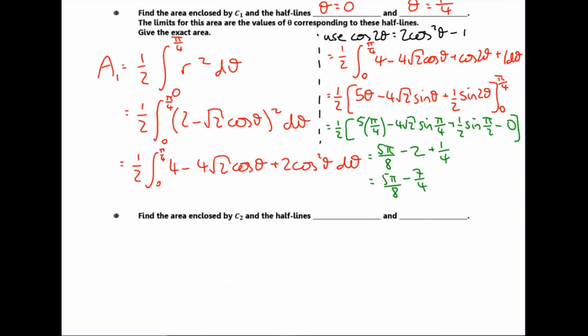7 over 4. You can work out each bit individually in your calculator. Don't put it all in at once because it won't give you an exact value. Each bit.